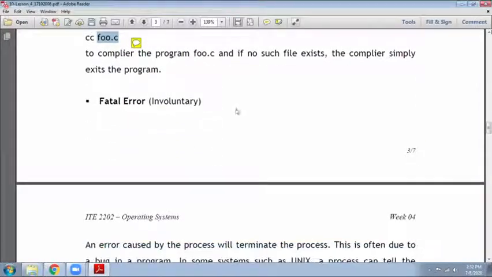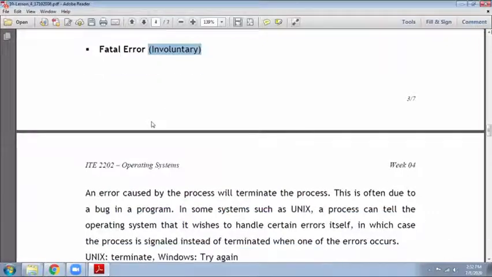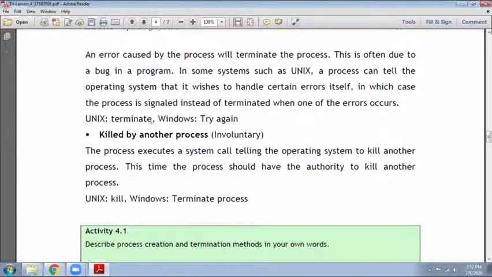Then this one, fatal error. This is an involuntary exit. When you compile, you sometimes see this kind of error. It's like you are forcing it. For example, an error caused by the process will terminate the process.